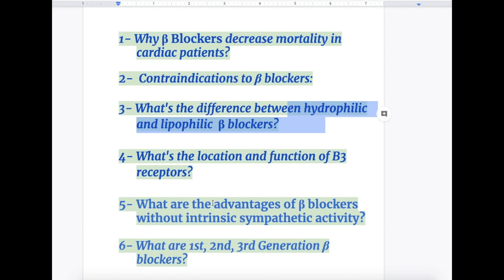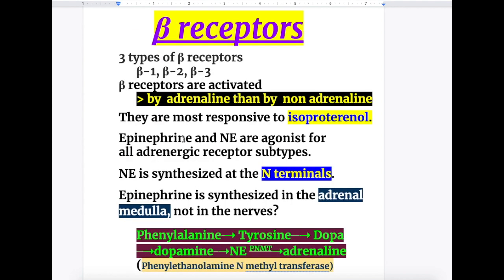Number 5. What are the advantages of beta blockers without intrinsic sympathetic activity? And question number 6. What are the first, second, and third generation beta blockers? Now, beta receptors. There are three types of beta receptors: beta 1, beta 2, and beta 3.